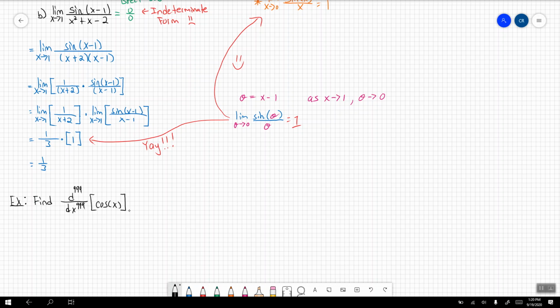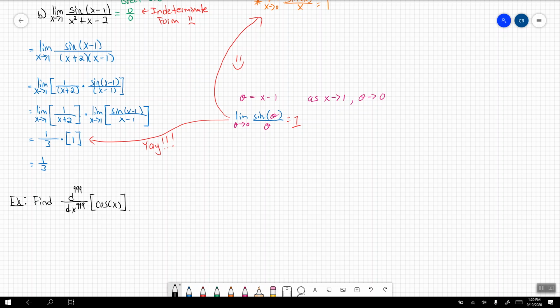So we're going to have to take this derivative 999 times. You're going to identify that taking the derivative 999 times is not very time effective. In other words, it's very time consuming. So what we want to do is find a way to see if we can bypass this.